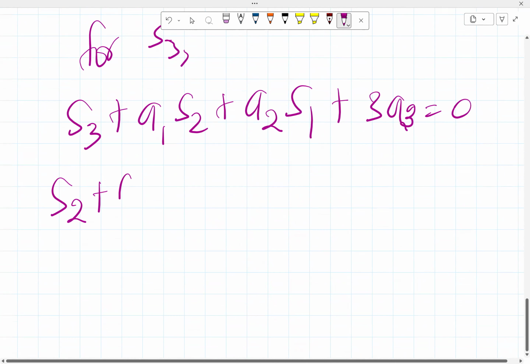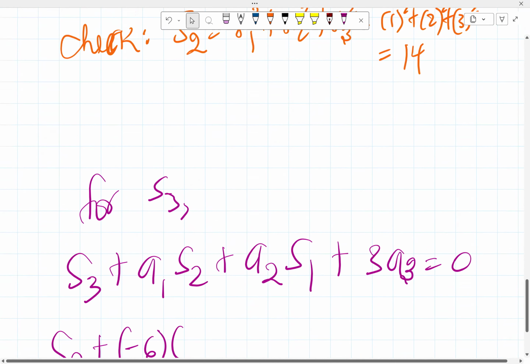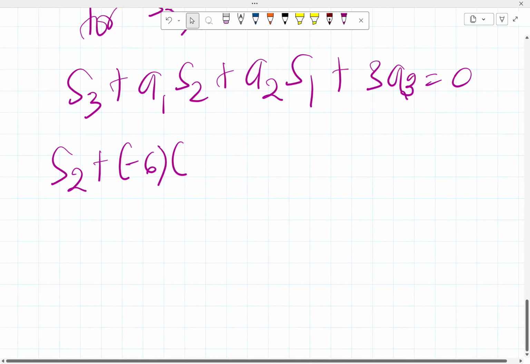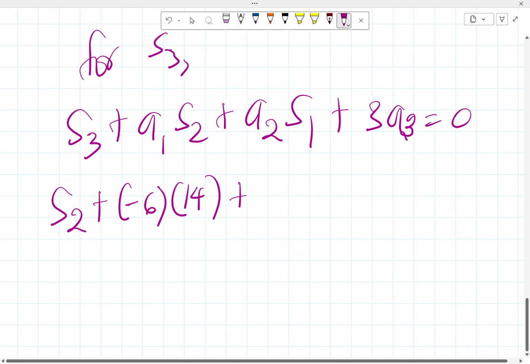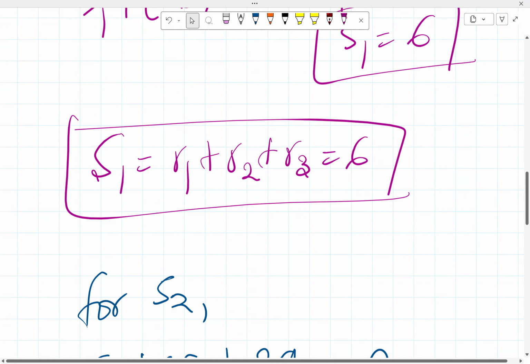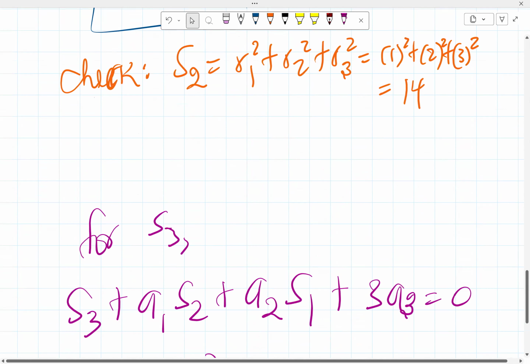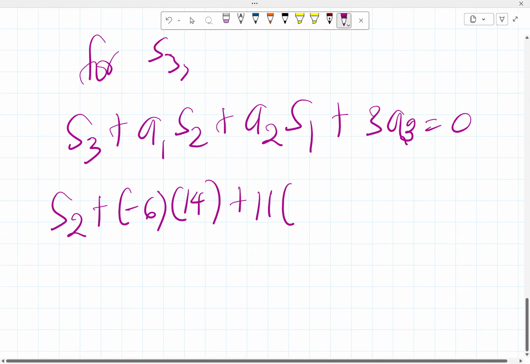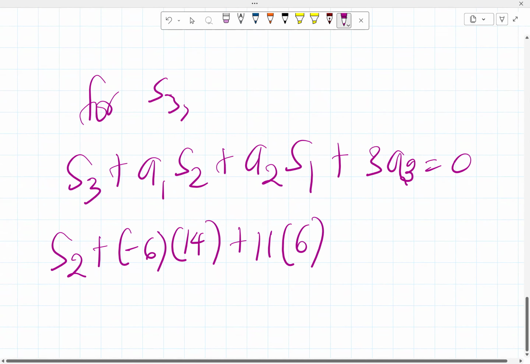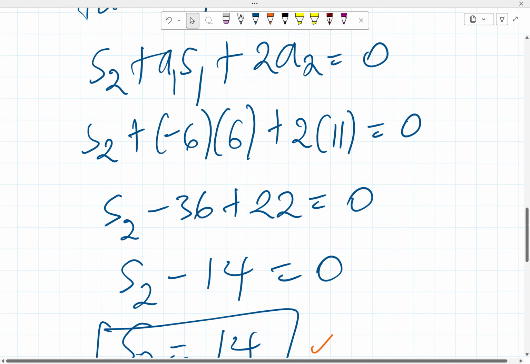So we have A1 is minus 6. S2 we just found to be 14. A2 is 11. Okay, A2 is 11 into S1. I think S1 we got that to be 6. S1 is 6, yeah.